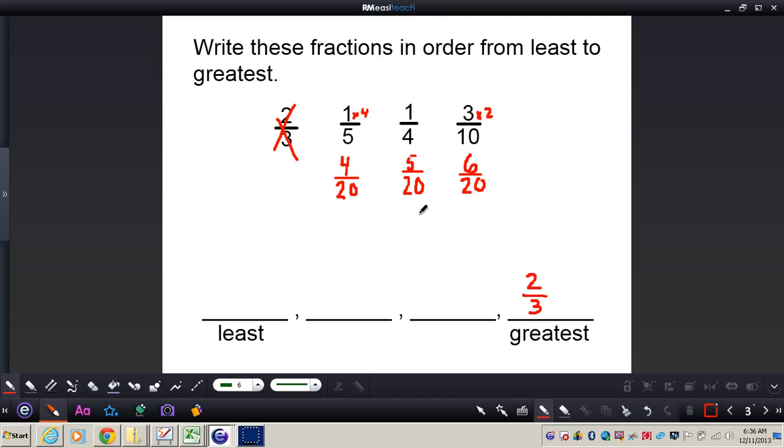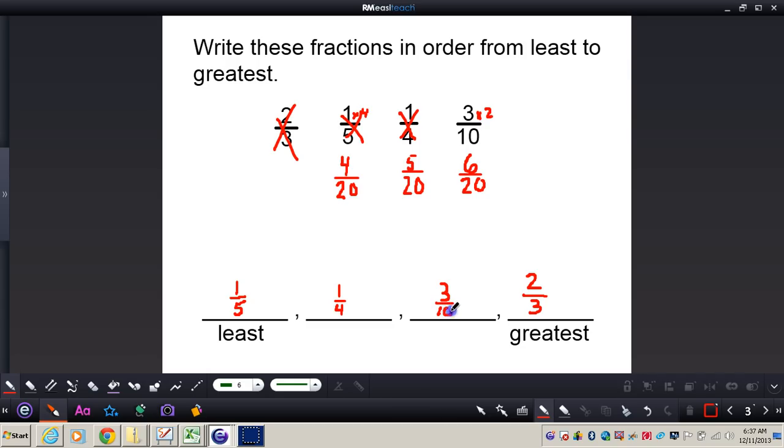I know right away that whenever the denominator is equal, the lowest numerator will always be the lowest, or the least, fraction. So pretty simple. 4/20 represents 1/5, so I will just write 1/5 right at the least. I'll cross that out. I see 5/20 represents 1/4, so I will write 1/4 here. Cross that out. And then finally 6/20 represents my 3/10, so I will put 3/10 right here.